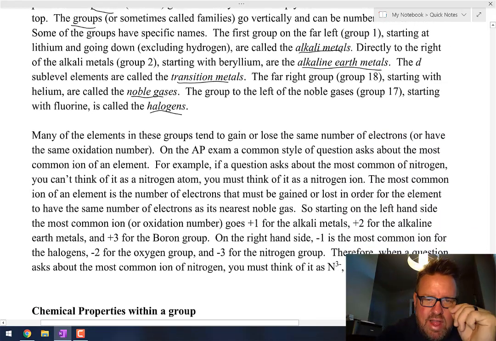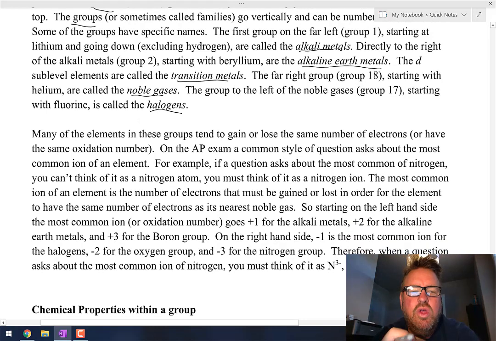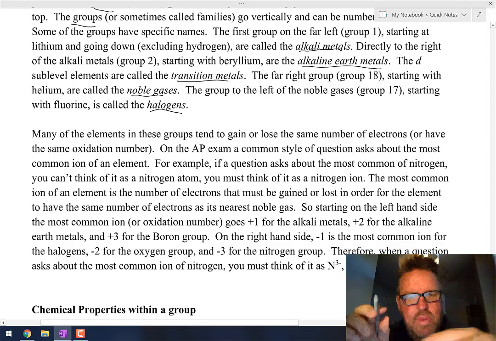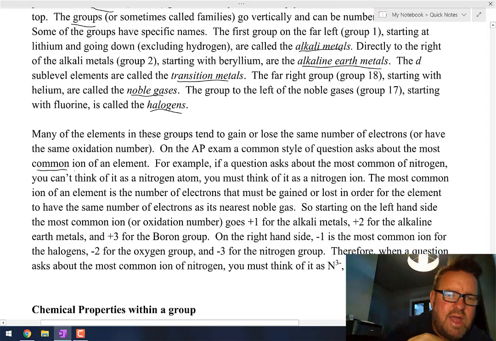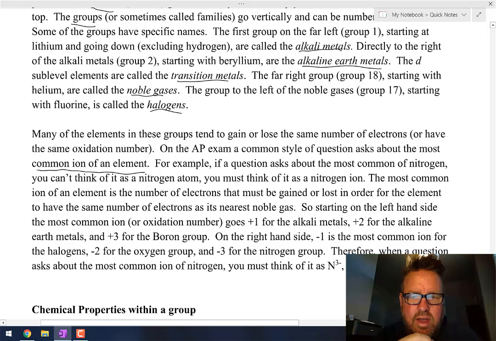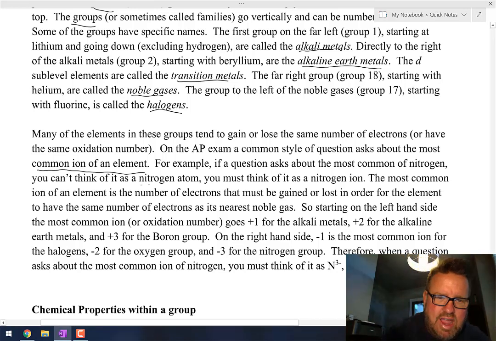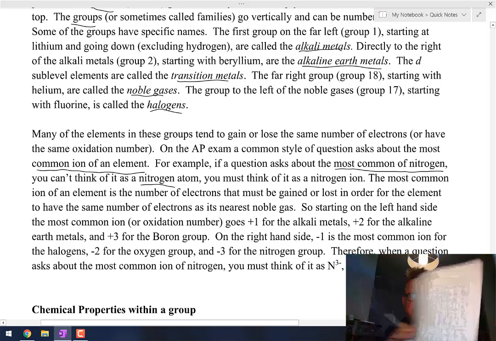Okay, many of the elements in these groups do tend to gain or lose the same number of electrons, or they tend to have what's called the same oxidation number. I think we talked about that in Unit 0. Okay, on the AP exam, a lot of times they do ask questions about this. This will be on your test over Unit 1 about the most common ion of an element. Anytime they talk about the most common ion, you can't think of it as a nitrogen atom. If they say the most common ion of nitrogen, you look at the periodic table and you go, well, what's the most common ion of nitrogen?